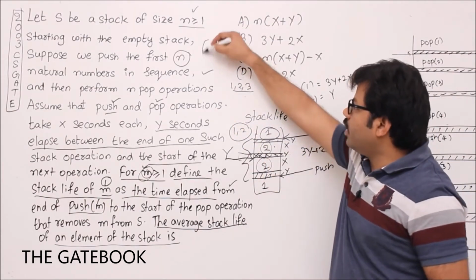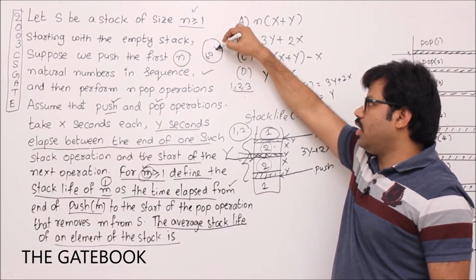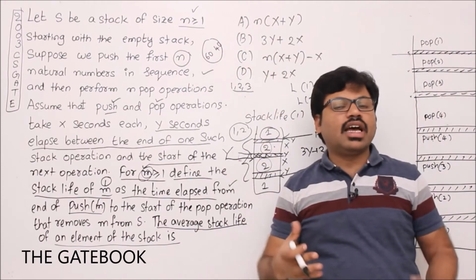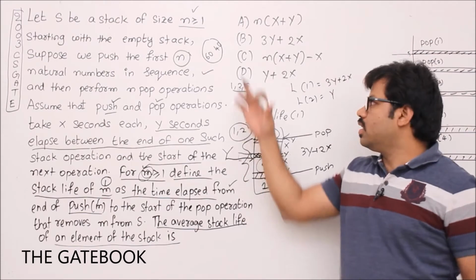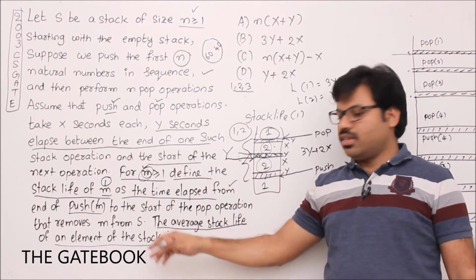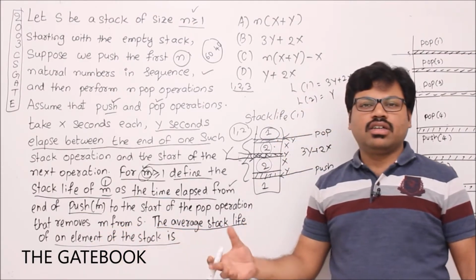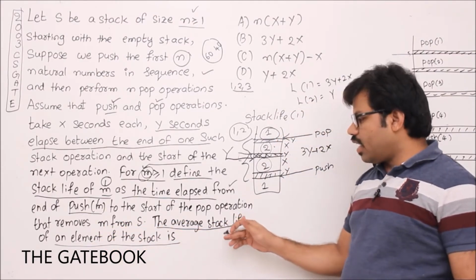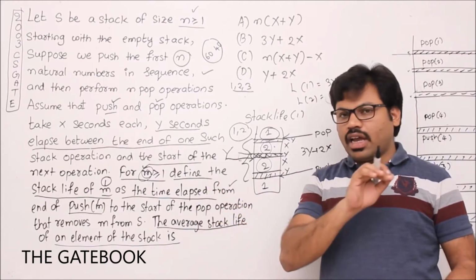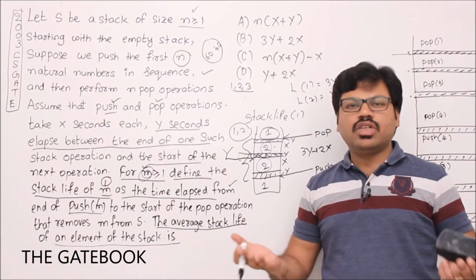Example, there is a village. In that village, there are two people, Raju and Rani. Raju's age is 60, Rani's age is 40. Then what is the average lifetime of that village? 60 plus 40 by 2. Similarly, what is the average life of a stack? See, the average stack life of an element of the stack. So if you want to find the average stack life of an element, then we have to calculate everyone's lifetime and divide by the total number of such elements, correct?